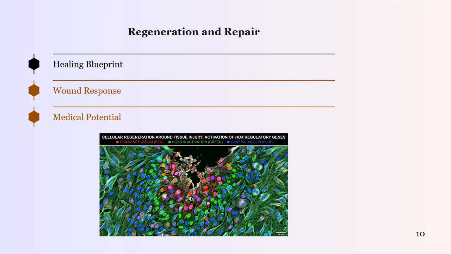When a bone is fractured, Hox genes are reactivated to guide the repair process and ensure the bone heals in its original shape. Wound response. The body uses the embryonic Hox program to recruit the right types of cells to a site of injury for effective regeneration. Medical potential. Understanding how to manipulate adult Hox expression could lead to breakthroughs in regenerative medicine and organ engineering.